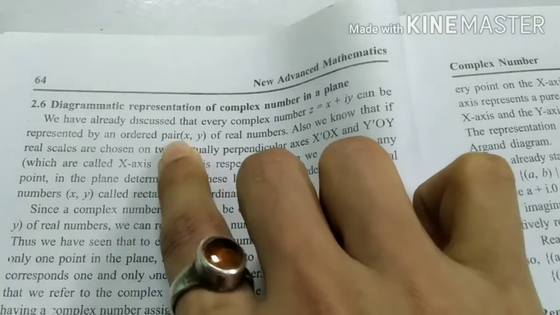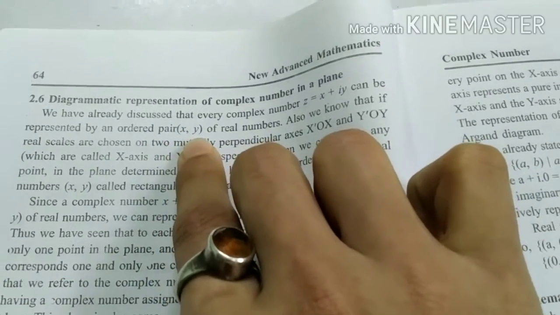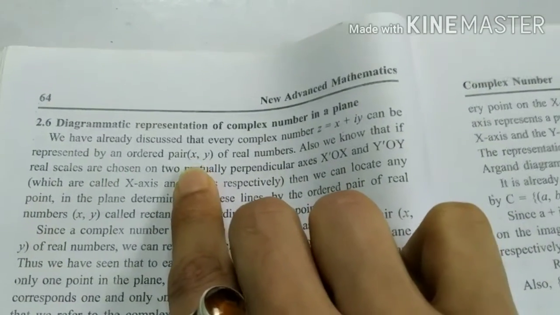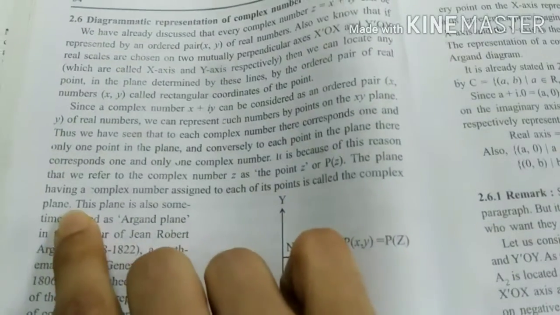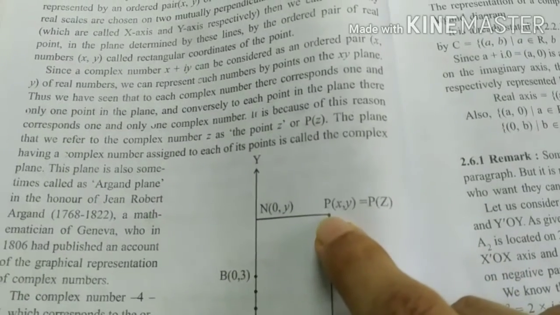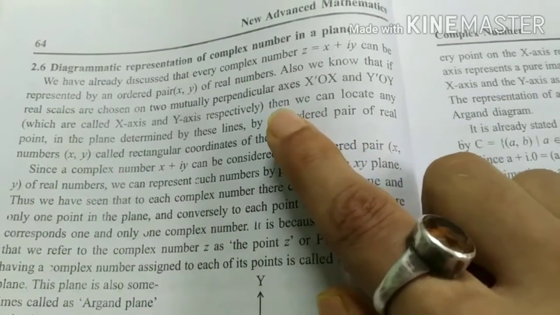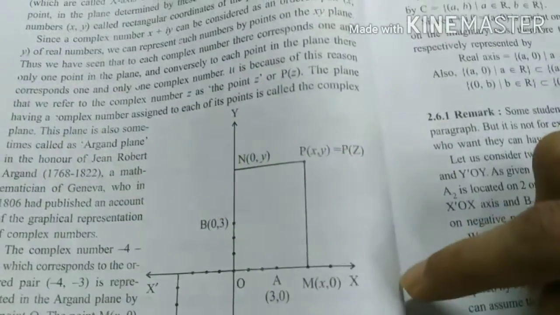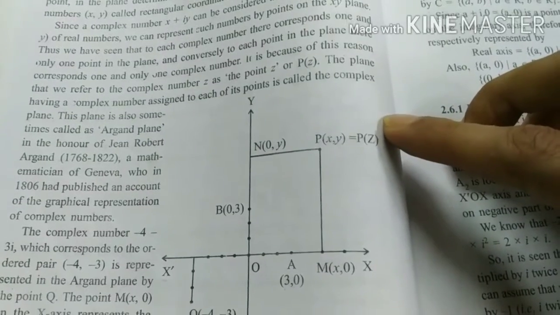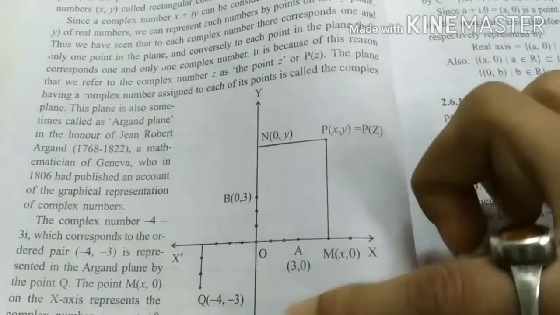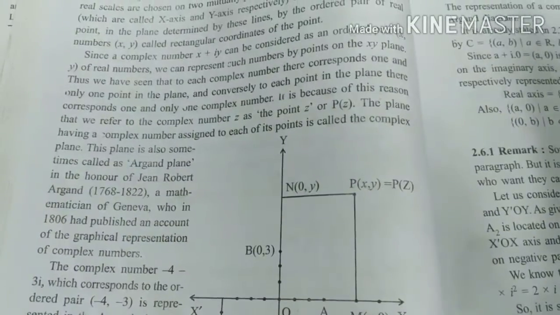Okay, and this x comma y, this ordered pair, or you can call it this coordinate point, is a point on the complex plane, or this complex plane we can call the Argand plane. For example, like this x comma y, this is a point. So we can locate any point in the plane determined by these lines. If we draw the x-axis and y-axis on the Argand plane, then with their help we can locate any point on the Argand plane.